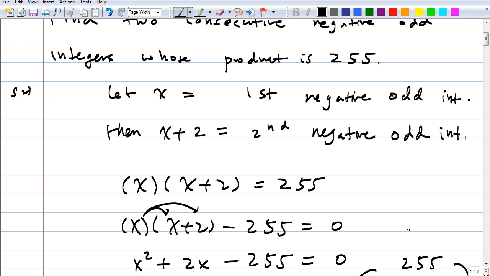How many ways are there to get x squared? X times x. How many ways are there to get 255? 1 and 255. Does 2 go in? No. Does 2 go into 255? No. Does 3 go in? Yes.